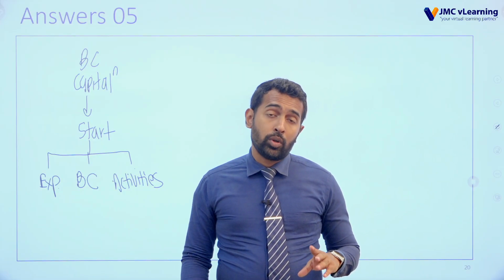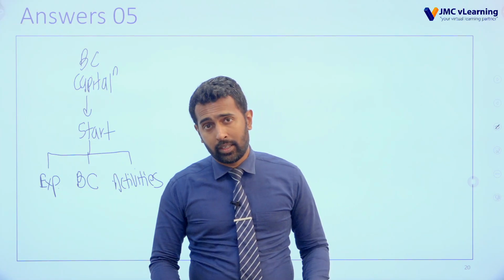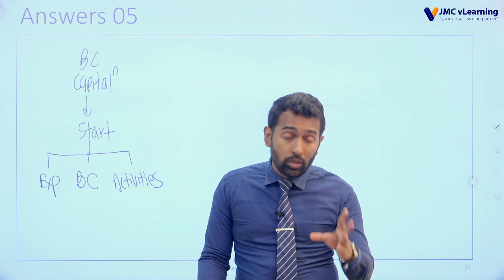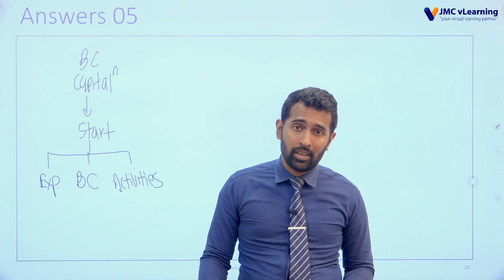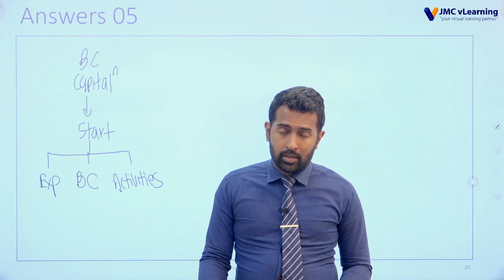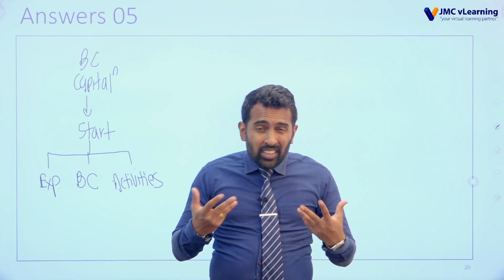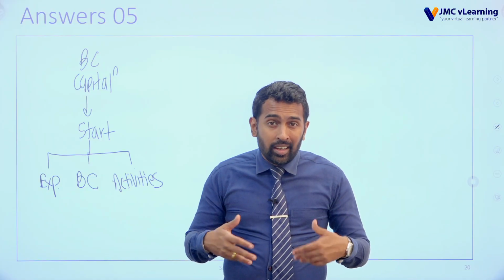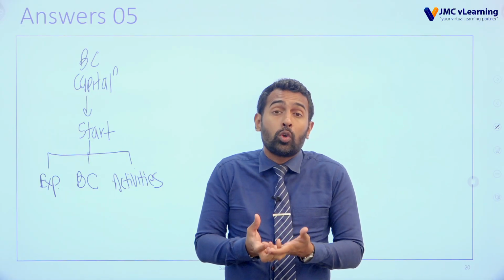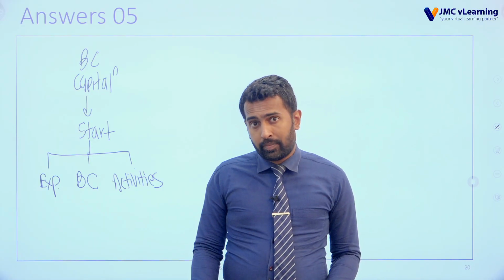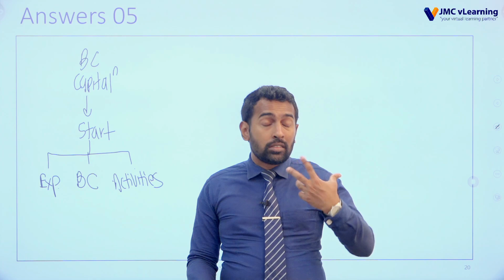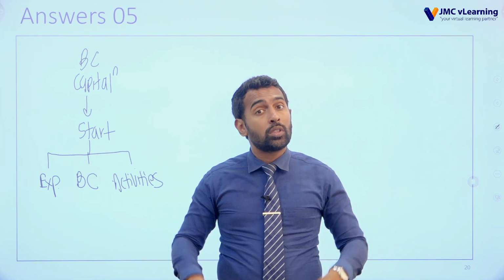Second thing, for you to capitalize the borrowing cost, the borrowing cost should have been incurred. That's the second one. The third one: activities necessary to create the asset, construct the asset, develop the asset to the intended use or sale should be in progress.